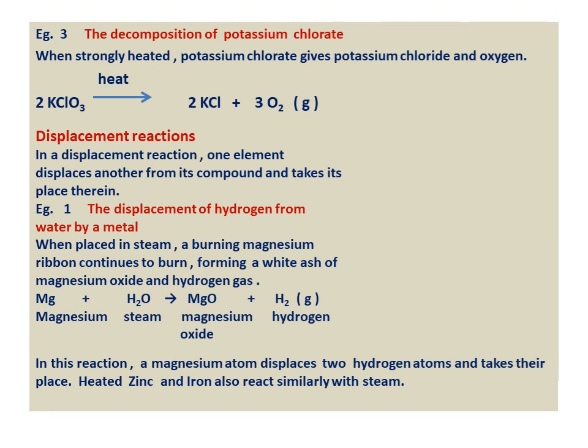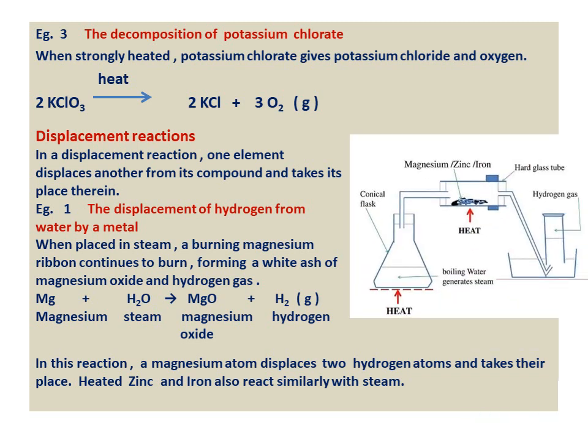Example 3, the decomposition of potassium chlorate. When strongly heated, potassium chlorate gives potassium chloride and oxygen. 2KClO3 on heating gives 2KCl plus 3O2 gas.